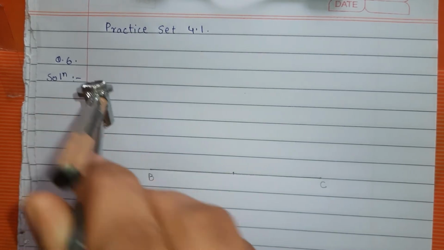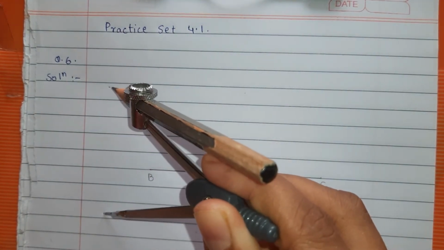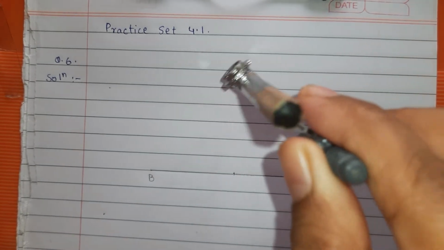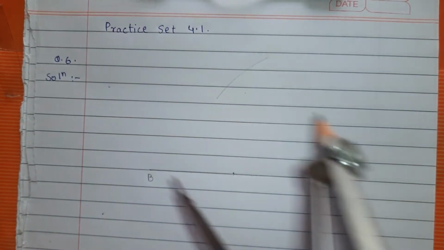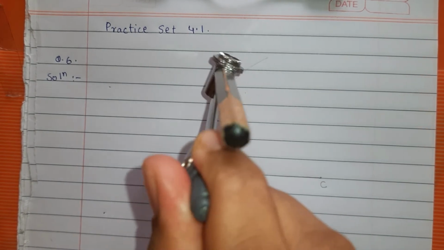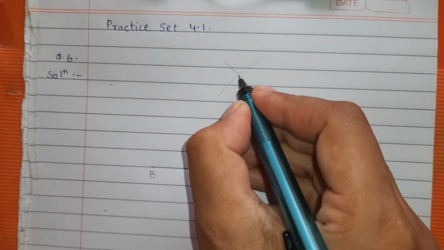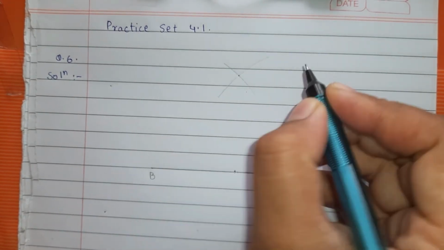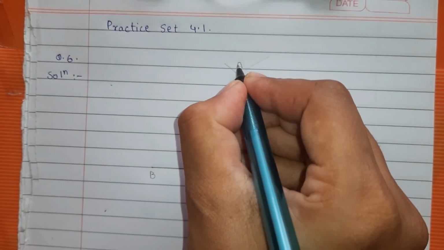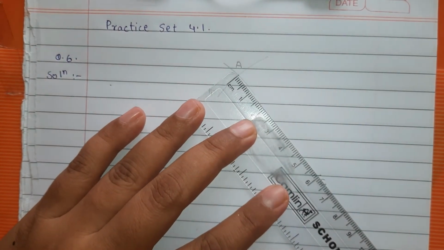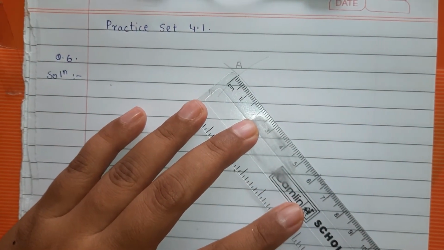See, this is 6 centimeter. Now keep the compass on point C, mark an arc, and keep the compass on point B and mark an arc. Mark the point of intersection. Suppose this is point A and join AB and AC.